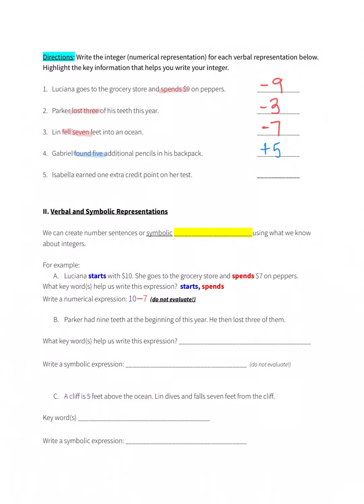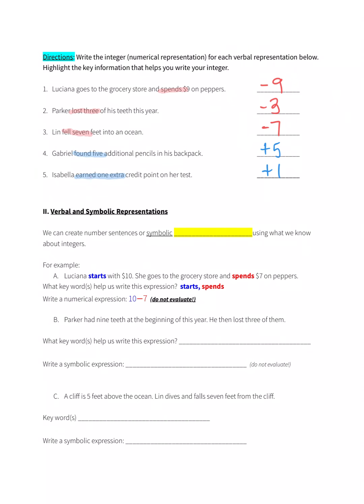Next situation, Isabel earned 1 extra credit point on her test. If you earn something, you're getting more. So that would be a positive, earned 1. And we'd represent that with a +1. Make sure that you have all of this right here written down correctly in your notes and also have the information highlighted. I like to color code, so I did my negatives in red and my positives in blue. You don't have to do that, but it could be very helpful to you in the future.